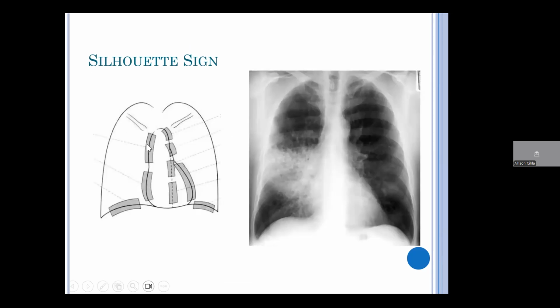And so here is a picture. These are the areas that we're speaking of. If you lose this clear line of the diaphragm, you're concerned about a lower lobe process. Again, if you lose this clear sign here, you're worried about a right middle lobe process. And again, we see that here. You don't see that clear right heart border. And so again, we're seeing a process that's occurring in the right middle lobe.